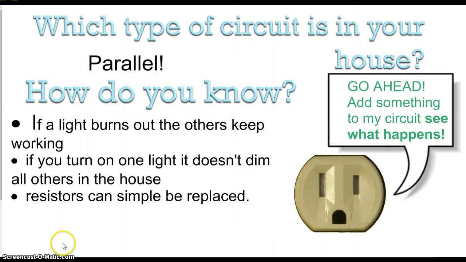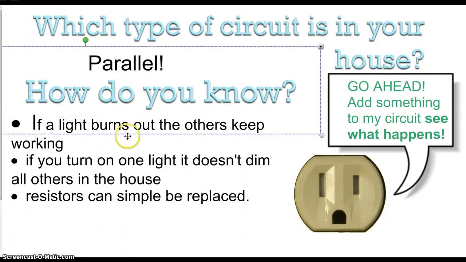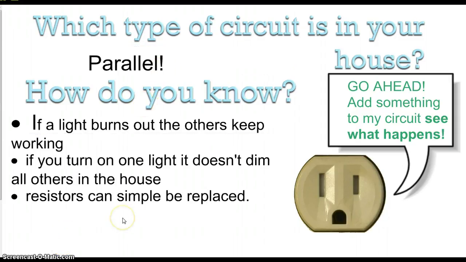Which type of circuit is in your house? Well, parallel. How do you know that? Because if a light burns out in your house, it's not like everyone's stuck in the dark. The others keep working. If you turn on one light, it does not dim all the others in your house. It's not like one is using all the electricity and so the others are not going to work.